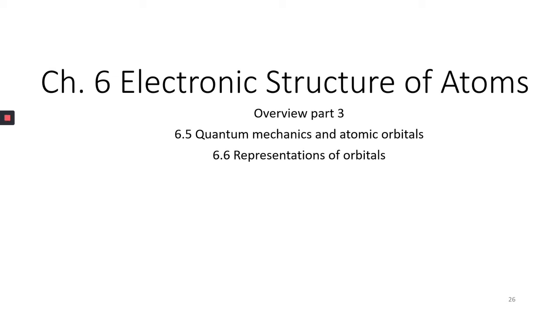Hi, welcome to Chapter 6, Electron Structure of the Atom, Part 3, where we're going to talk about quantum numbers and orbitals.